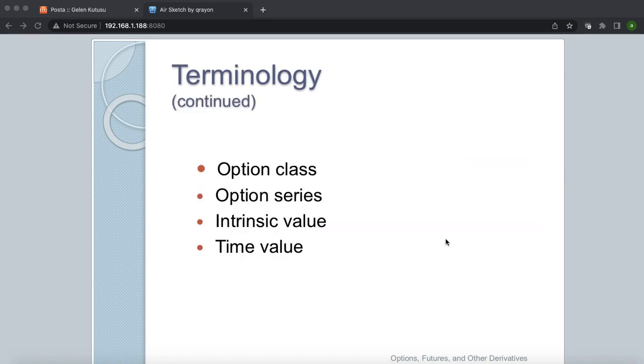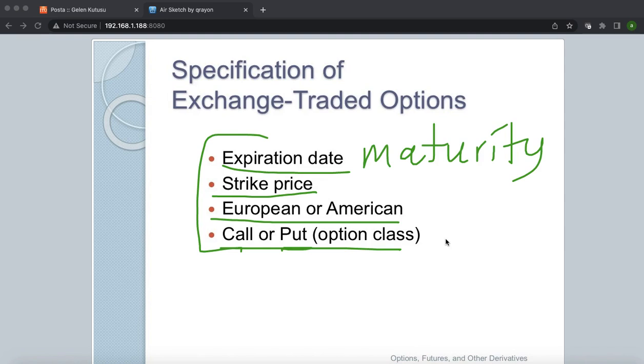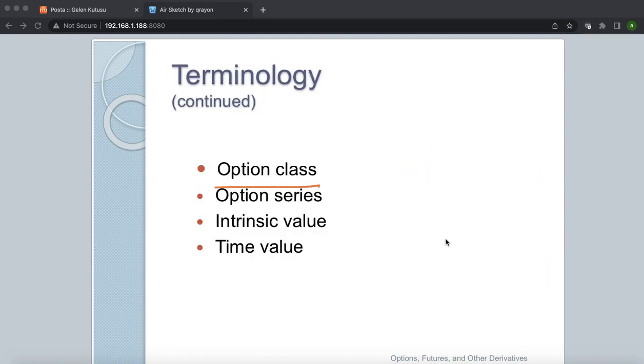And this option class, as described here, can be the call option or put option. Option series, we have various types of option series. Intrinsic value is the value we would get if we exercise it right now, that is, the value we get from this payoff. There is also the time value because of the discounting. If we have a future gain or loss, that monetary amount will be discounted in time.